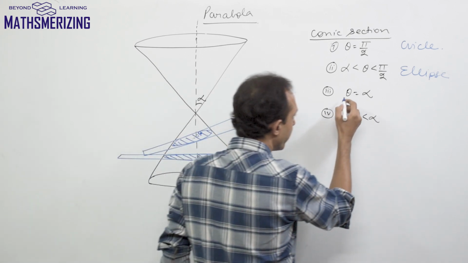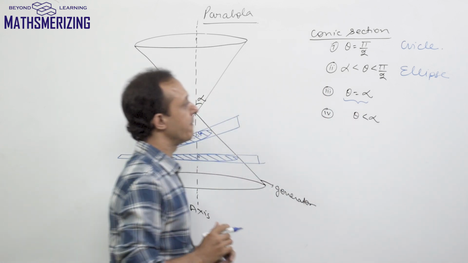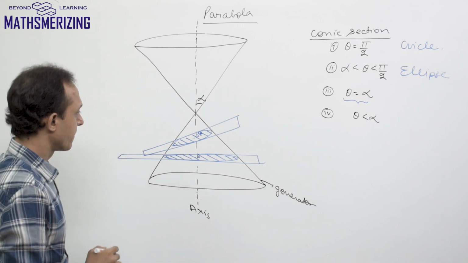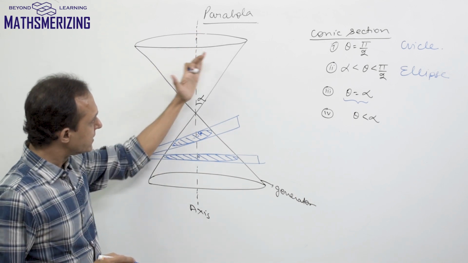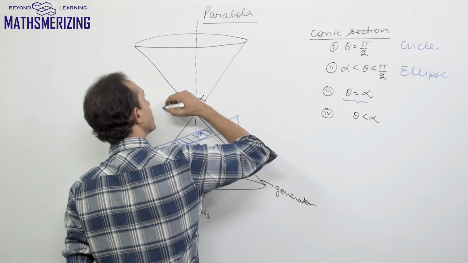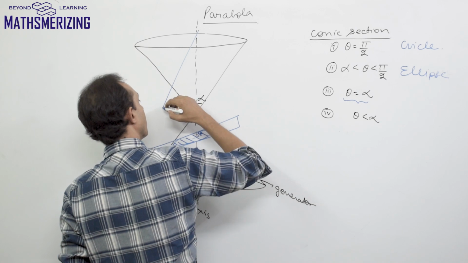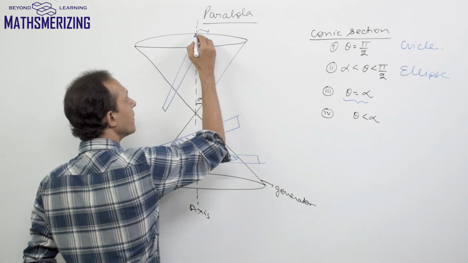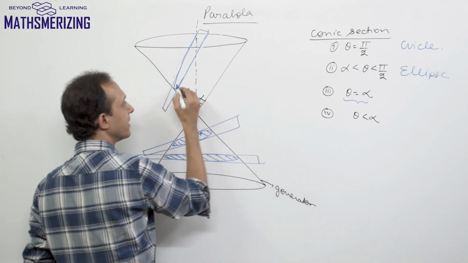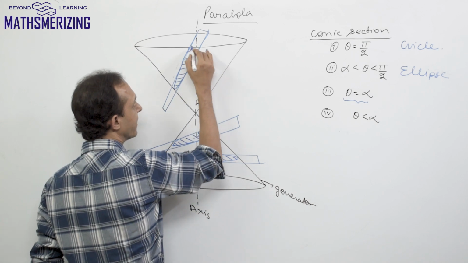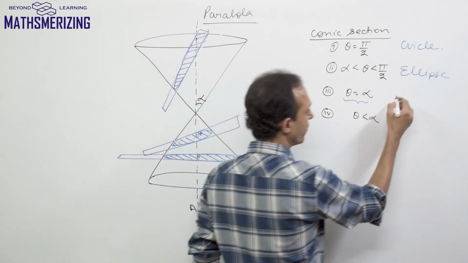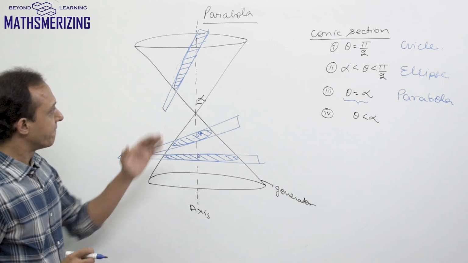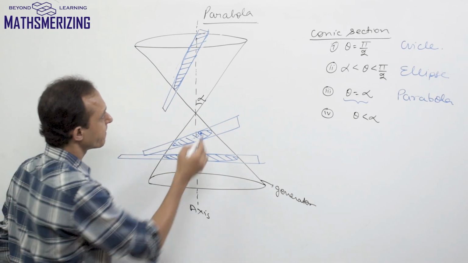Now we'll take up the third case, when we take a plane which makes the same angle alpha as that of the half angle of this cone. So we'll take a plane which is parallel to this generator. In that case, suppose it is this plane. Then we'll get a parabola. So if theta is equal to alpha, then we'll get a parabola.